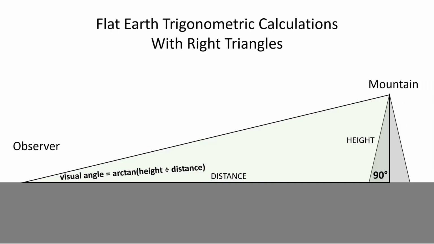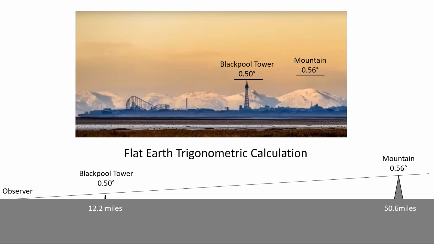Correct. He is using trigonometry because on a flat earth, elevations are based on mean sea level of flat water. So here we have the distance from the observer to a mountain. The elevation forms a 90-degree right triangle, and therefore the visual angle can be calculated with this formula right here. And in the case of this photograph, these calculations show that the mountain should be higher than Blackpool Tower.